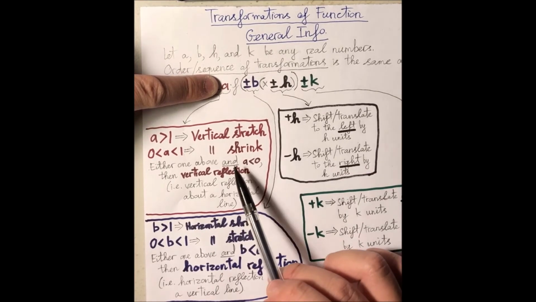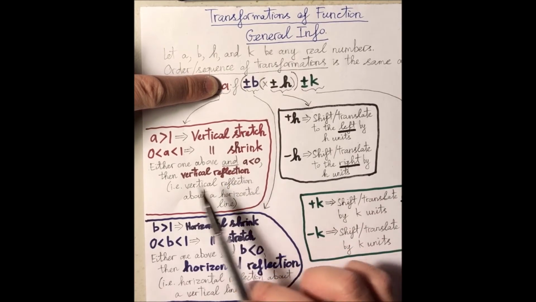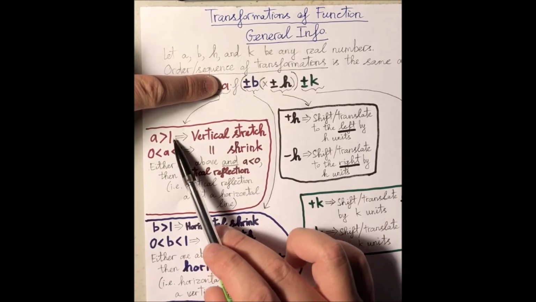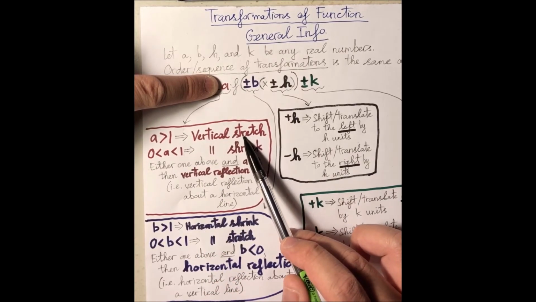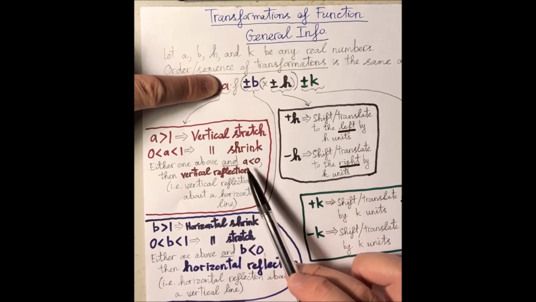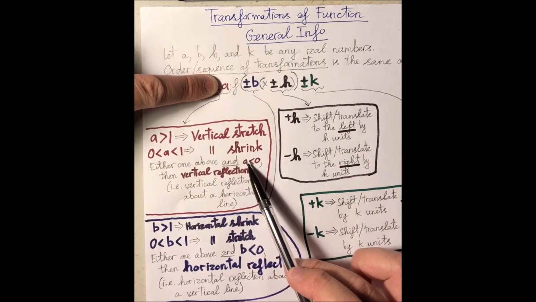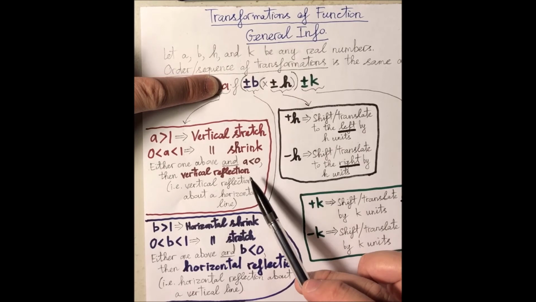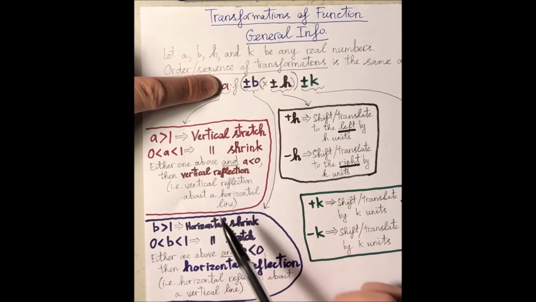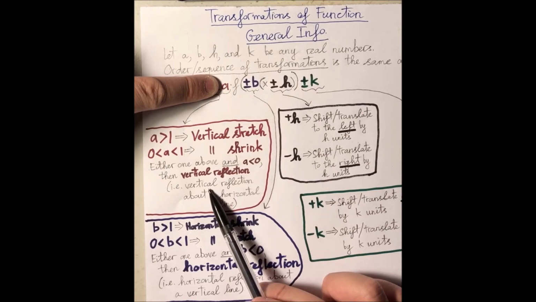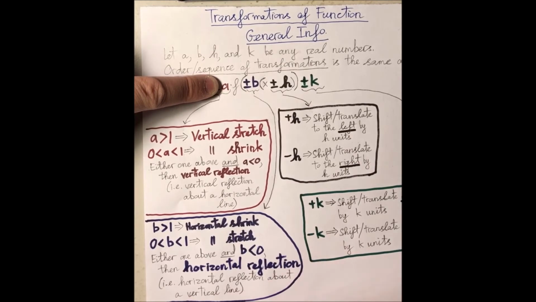In the third case, if you have either the vertical stretch or vertical shrink, and you also have the fact that a is a negative number, then at the same time, your function will also be reflected vertically, which is also known as reflection about a horizontal line. And in most cases, it will be reflection about the x-axis.